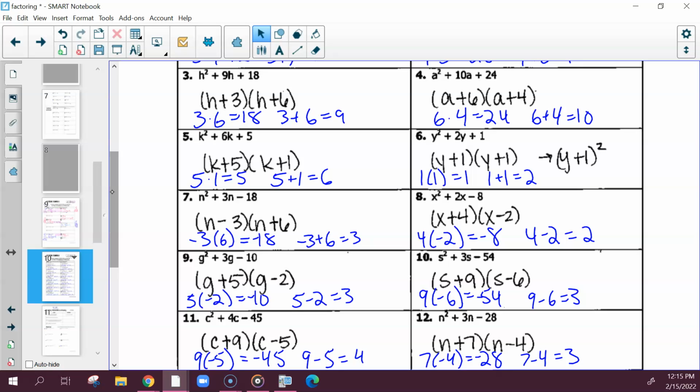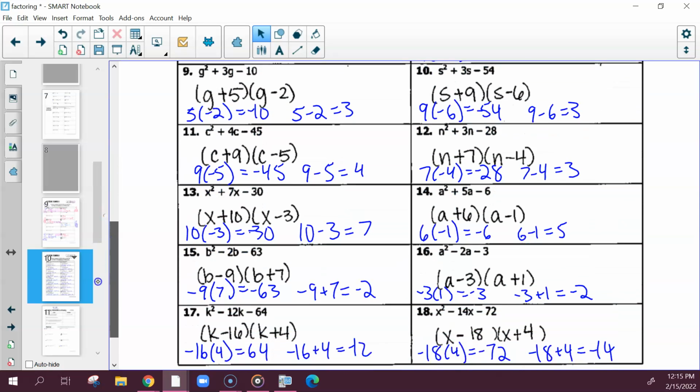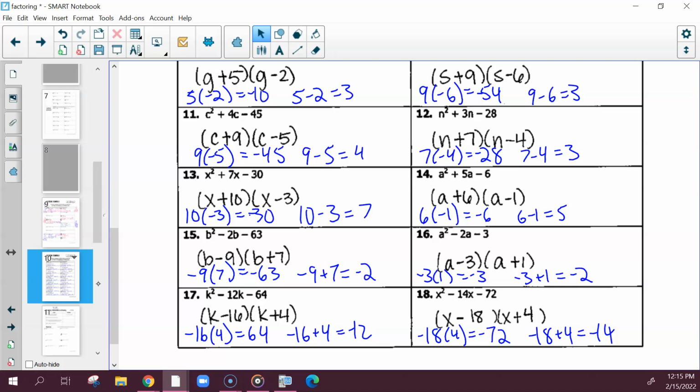We did 10. 11, c plus 9, c minus 5. 12, n plus 7, n minus 4. 13, x plus 10, x minus 3. 14, a plus 6, a minus 1. We did 15 and 16. 17, k minus 16, k plus 4. And then 18, x minus 18, x plus 4.